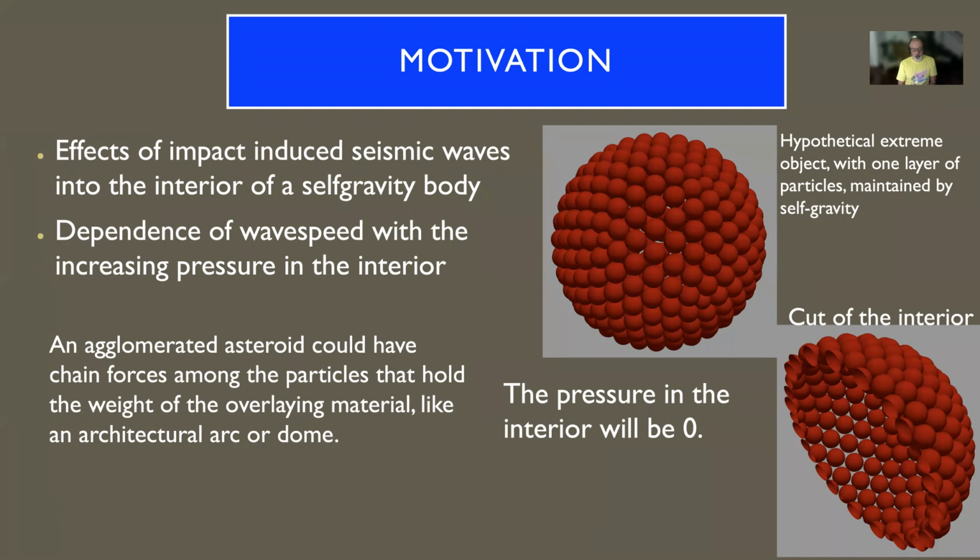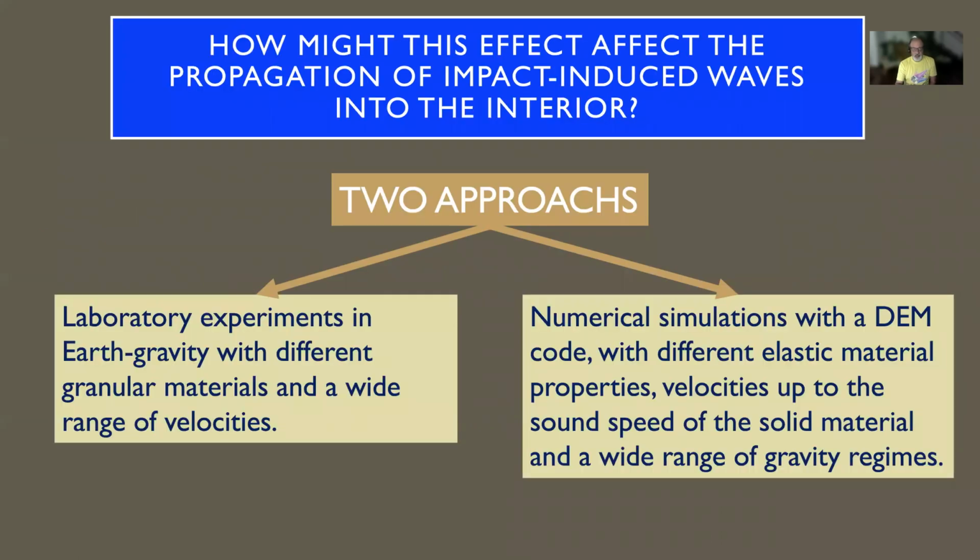Because for an agglomerated asteroid, the pressure could be very low because it could form chains of forces into the interior, and the pressure could be even zero, as in this hypothetical case. To analyze this effect, we have followed two approaches. One is to do laboratory experiments in Earth gravity, and we also do some numerical simulation with a DEM code.